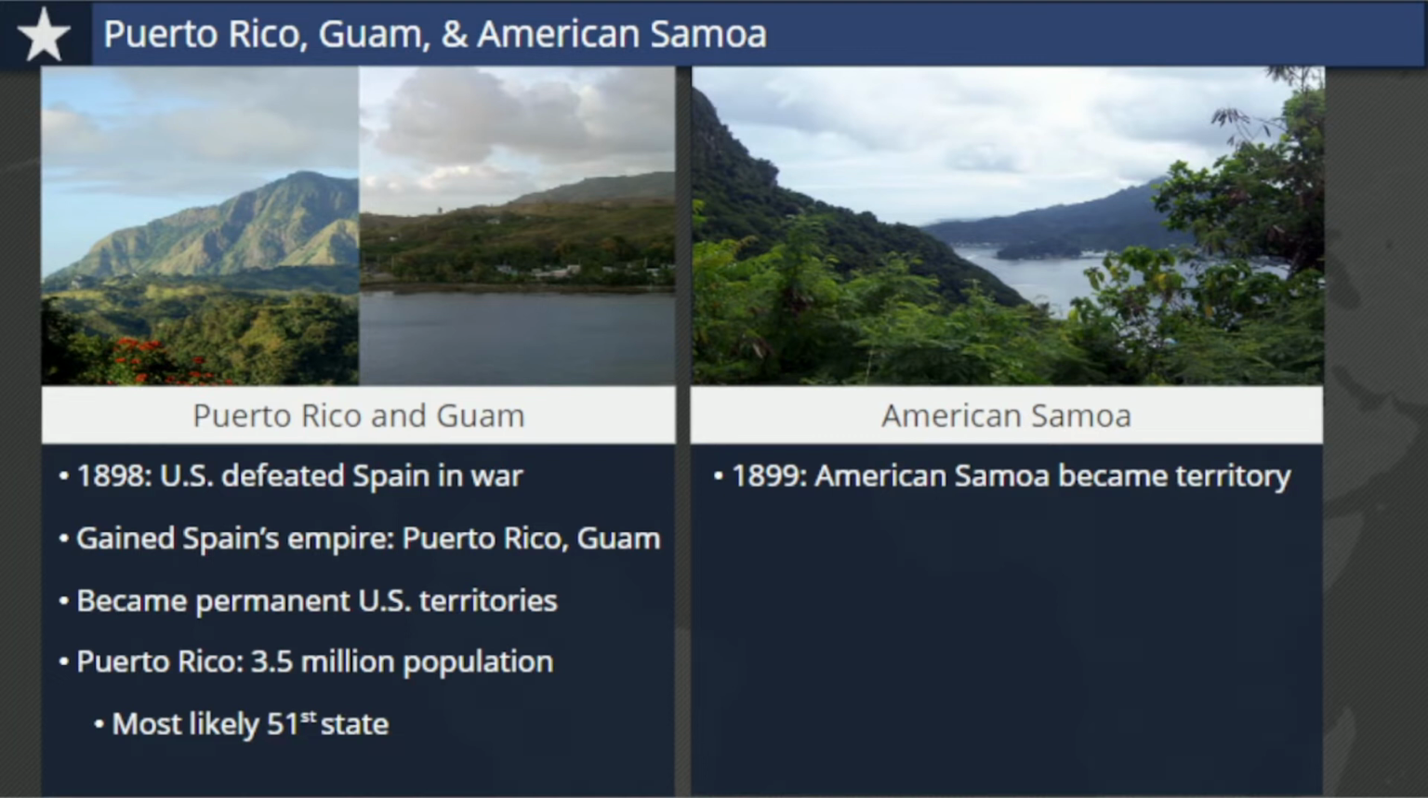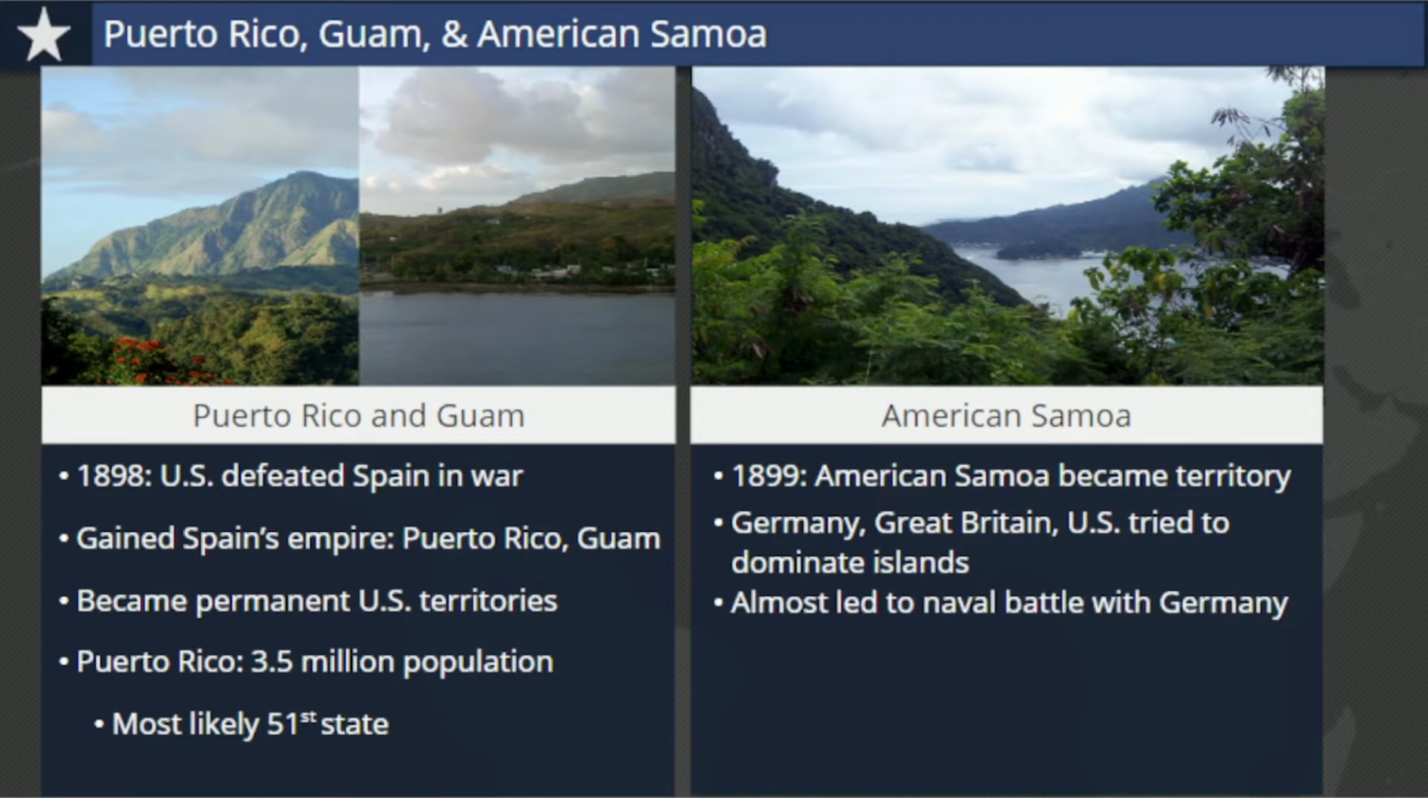The Samoan Islands, like Hawaii, were strategically located in the Pacific Ocean with a major harbor for a potential Navy base. Germany, Great Britain, and the United States all signed treaties with Samoa and tried to dominate the islands. This rivalry almost led to a naval battle between German and American ships. Britain gave up its claim, and in 1899, Germany and the U.S. agreed to split the islands into 2 parts.